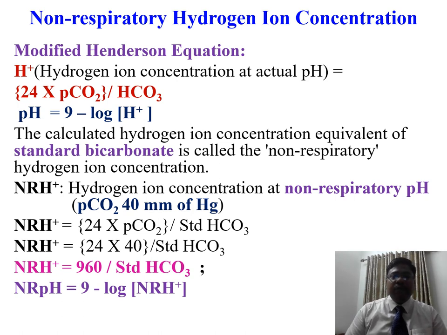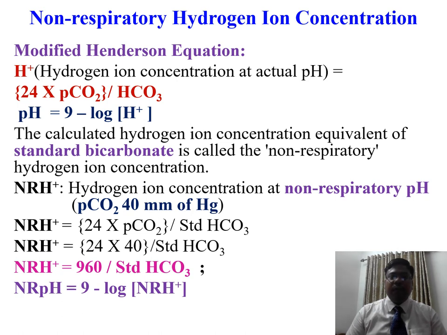Suppose we calculate with standard bicarbonate, the calculated hydrogen concentration equivalent of standard bicarbonate denotes the non-respiratory hydrogen concentration. So in the same modified Henderson equation, in place of PCO2 you have to substitute 40. So 24 into 40 divided by standard bicarbonate. Substituting, we'll get 960 by standard bicarbonate. So this denotes the non-respiratory hydrogen concentration.